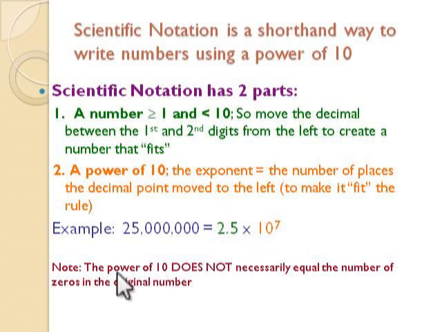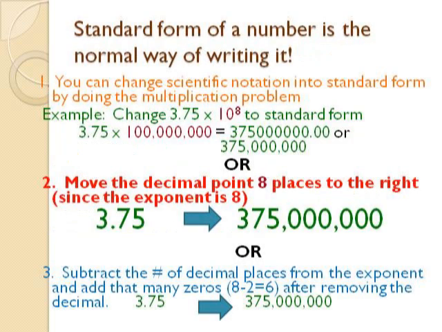Now please notice the power of the 10 does not necessarily equal the number of zeros in the problem. That's a very commonly made mistake, so don't be caught and make that silly mistake. Now, what if you have a number already in scientific notation and they want you to write it in what you would call standard form or normal?